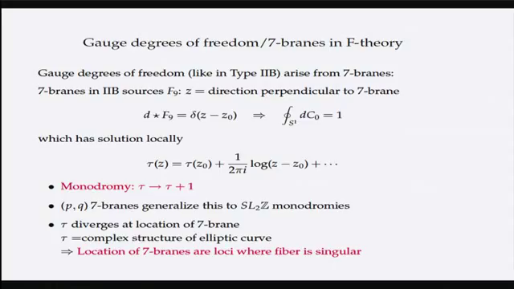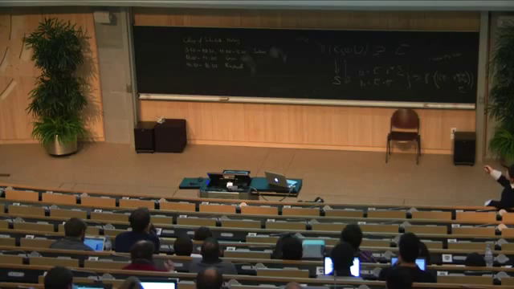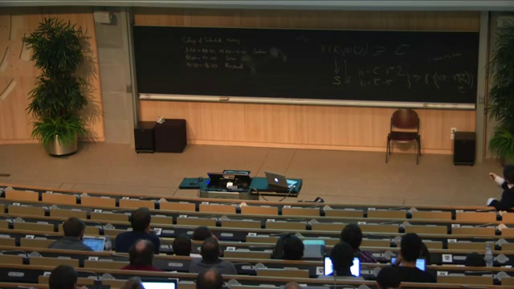If you look at your space-time and look at the direction perpendicular to that brane, that's a complex direction. And then if the 7 brane is located at some point Z0 in that direction Z, then you'll have to satisfy this equation here, right? That's just a source term for the F9. Written differently, the integral of the dual dC0 along the circle at infinity has to be equal to 1.